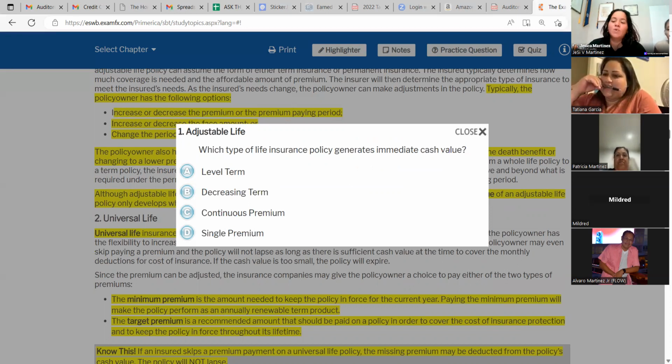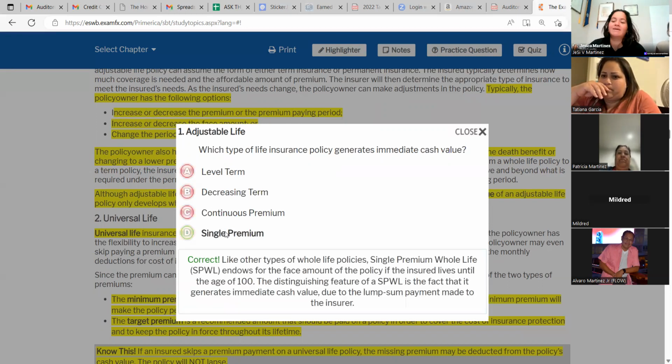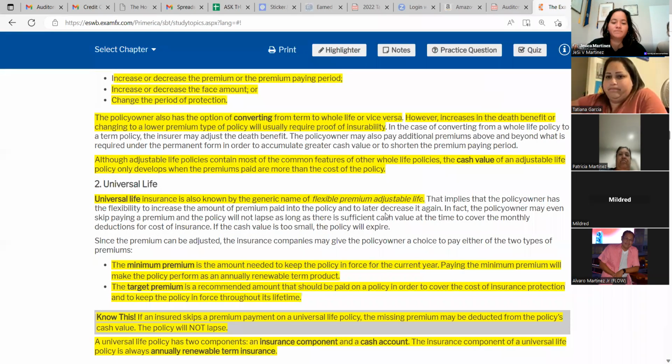Actually. Yes. Which type of life insurance policy generates immediate cash value? Level term, decreasing term, continuous premium, or single premium? Single premium? Right. Because the moment you paid everything, it gives it the cash to grow. Perfect.